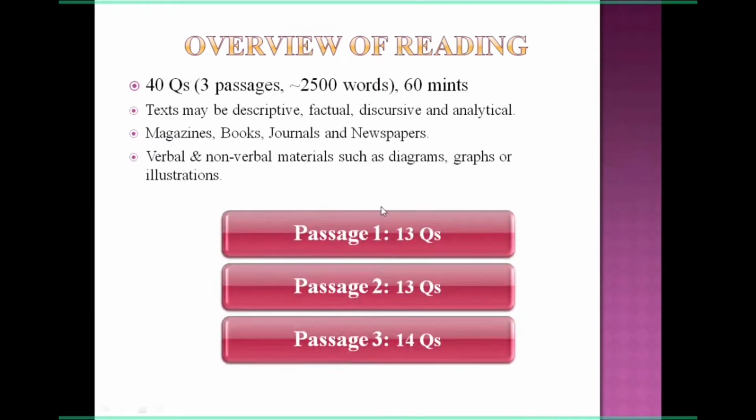So let's take a look at the passage division. Passage 1 would consist of 13 questions. Likewise, passage 2 would consist of 13 questions. However, passage 3 would consist of 14 questions. And the difficulty level would be in ascending order. Passage 1 would be the easiest one. However, passage 3 would be relatively tricky.